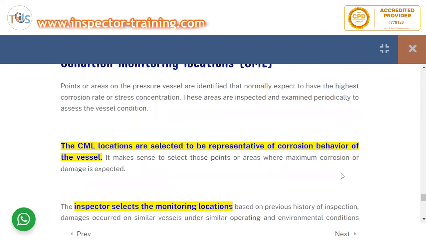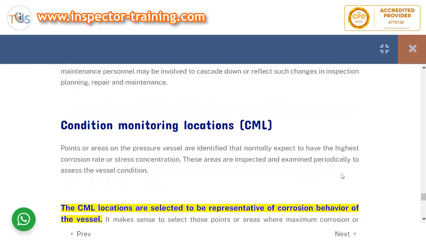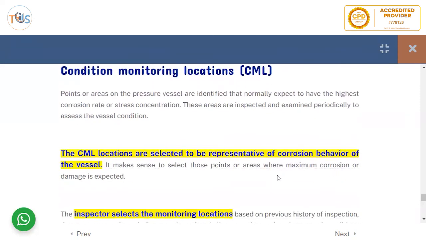Conditioning monitoring locations: normally you do some measurement from certain points in order to compare it in the next inspection interval. So you mark them either on an as-built drawing or on the vessel itself, or somehow trace it so that you do the same measurement from the same points, so you can compare them. If you measure from different points, you have no references, okay? This location is normally selected by the inspector, and API wants it to be representative of the corrosion behavior of the vessel.